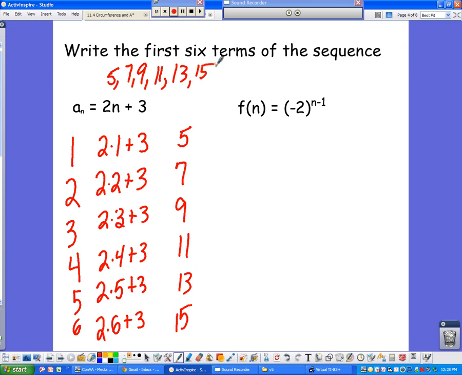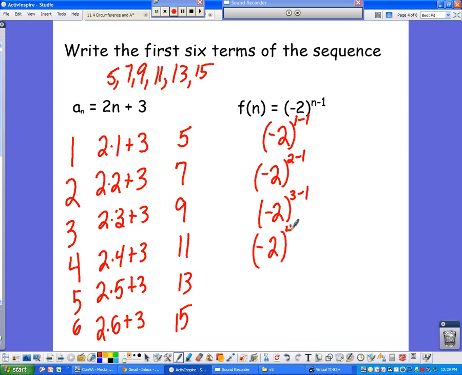Okay? When we're looking at the next one, you're going to do the exact same thing. Okay? So the first 6 terms. So the first term is n, so it's going to be negative 2 to the 1 minus 1. Negative 2 to the 2 minus 1. Then it's going to be negative 2 to the 3 minus 1. Negative 2 to the 4 minus 1. Negative 2 to the 5 minus 1. And negative 2 to the 6 minus 1. And we're just going to evaluate those.